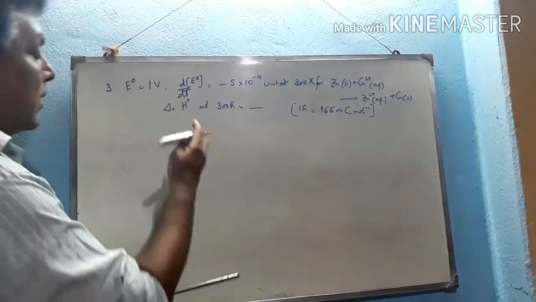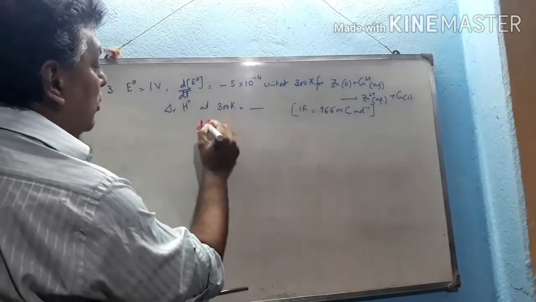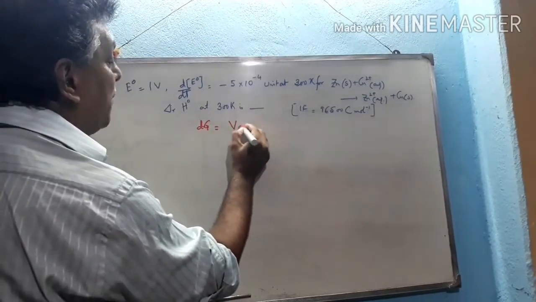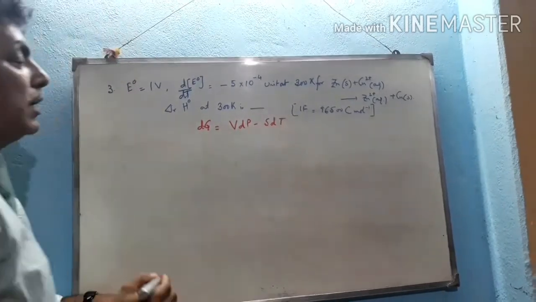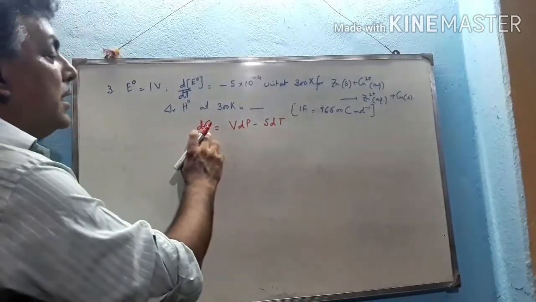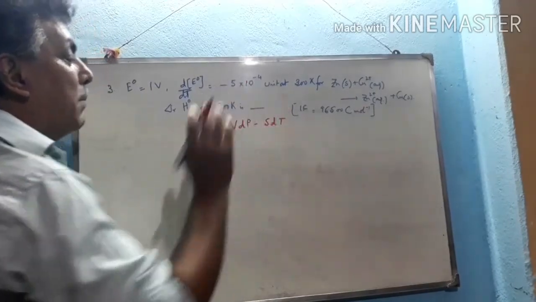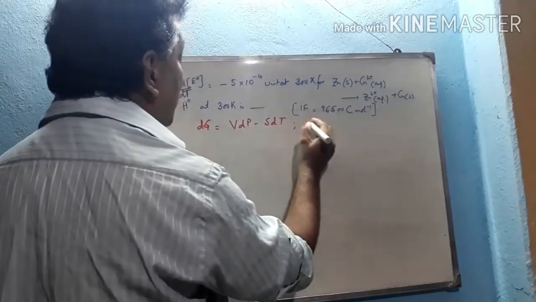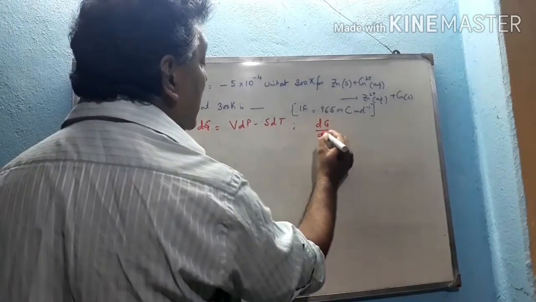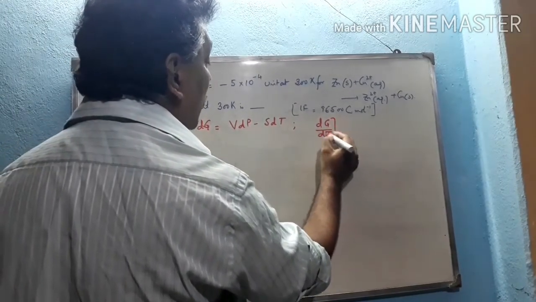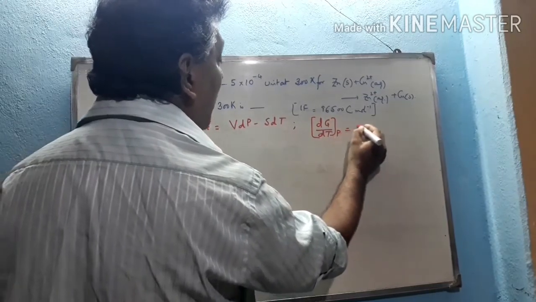Now we know that dG equals VdP minus SdT. From the thermodynamic point of view, dG is the Gibbs free energy, V is volume, S is entropy, T is temperature, P is pressure. From this equation we can say that dG by dT, that means the derivative of G with respect to T at constant P, equals minus S.